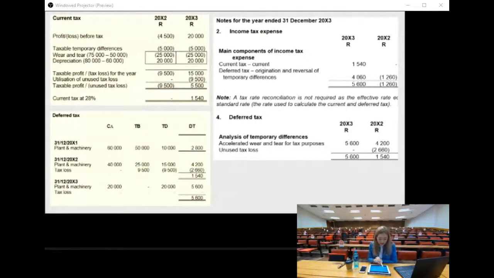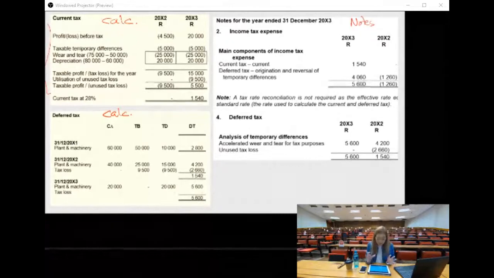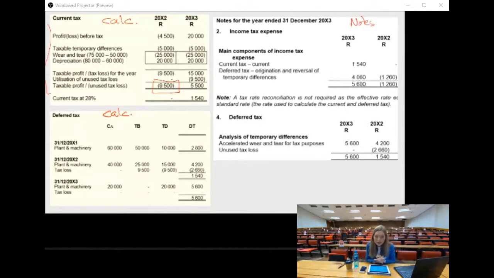So here's our current tax calculation. Again, it's yellow, you can't really see the yellow there. But this is important: this is just a calculation, these are my notes. Please do not, when I ask you for an income tax expense note, give me the current tax calculation. That's just a calc. In example 12, we had an unused tax loss at the end of 20x2, which we then utilized in 20x3.